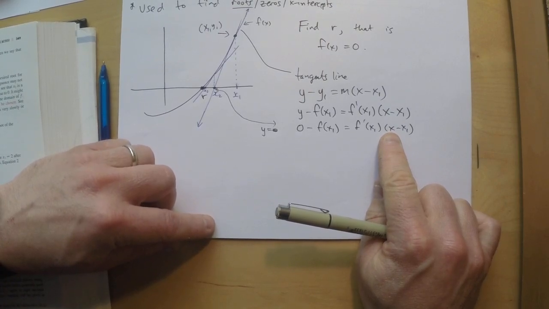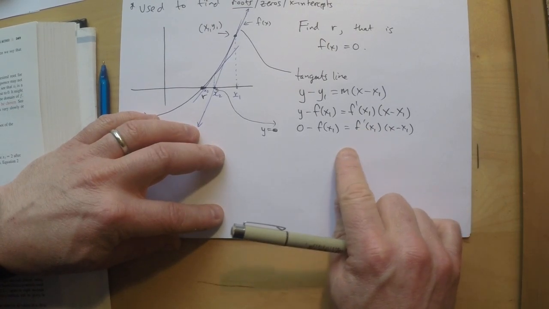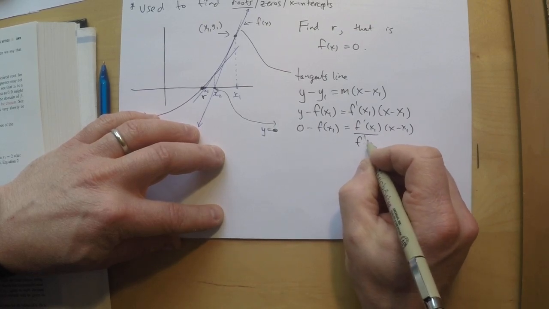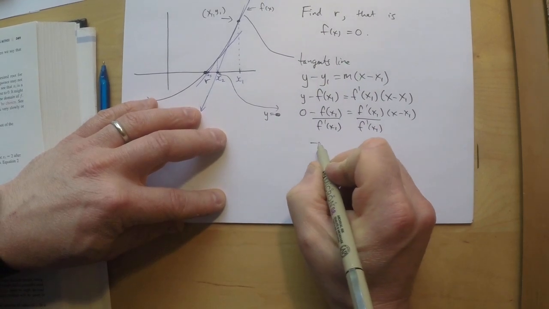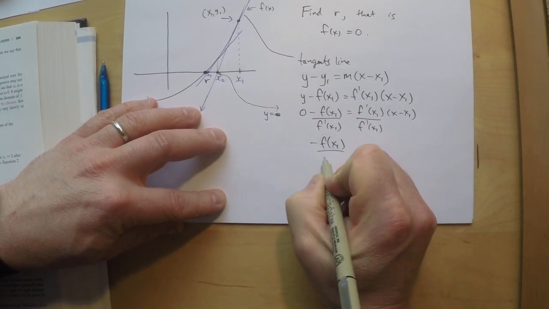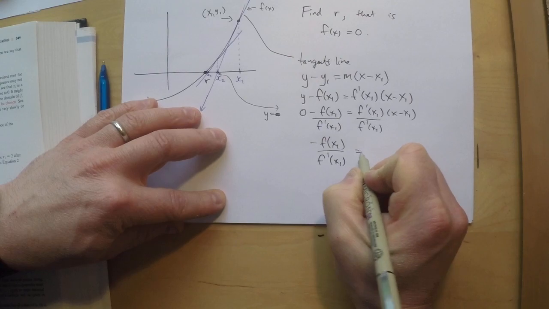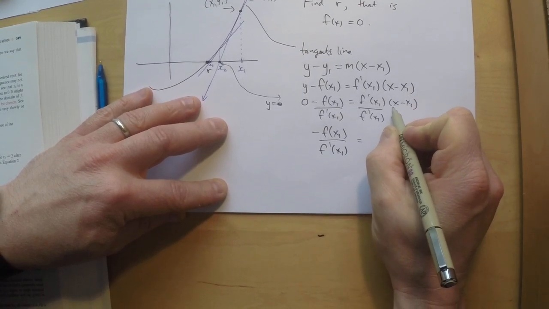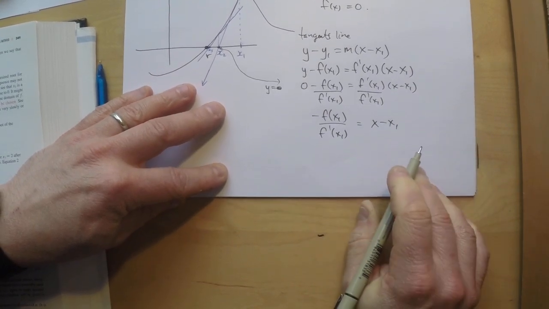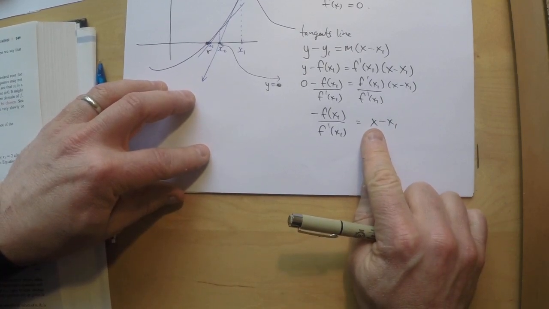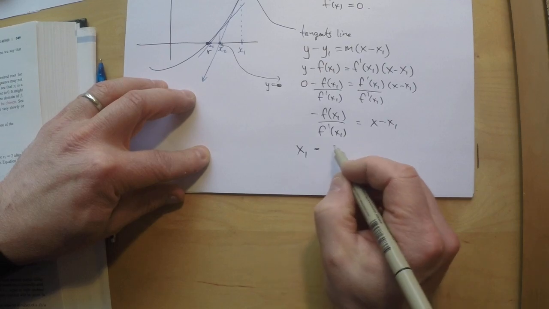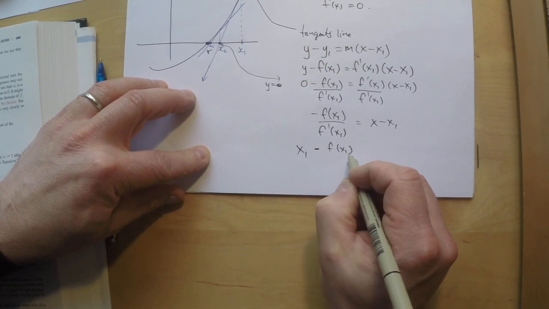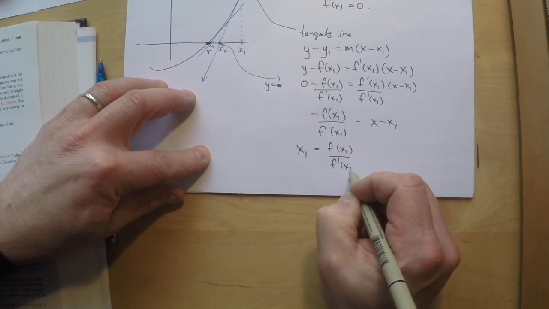There are a number of ways we can do this. I'm going to divide by the derivative of x1 on both sides and end up with this. Just be careful with notation, and that would equal x minus x1. Then I'm one step away from solving for x. I can just add x1 to the other side. So I end up with this general formula, so to speak.